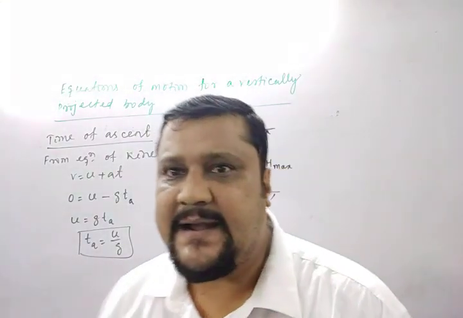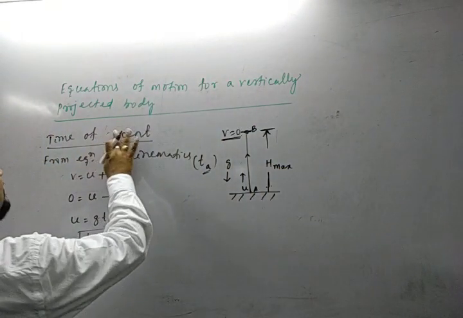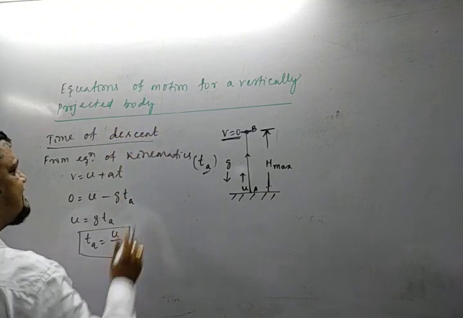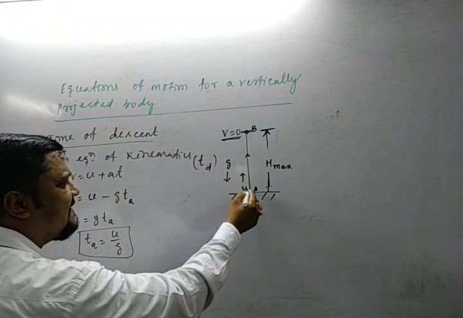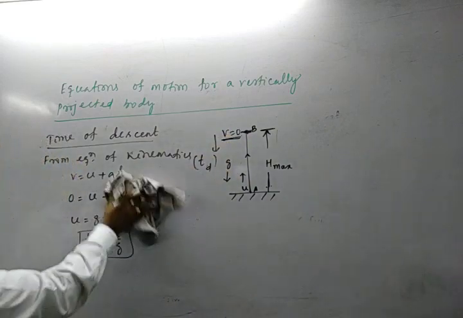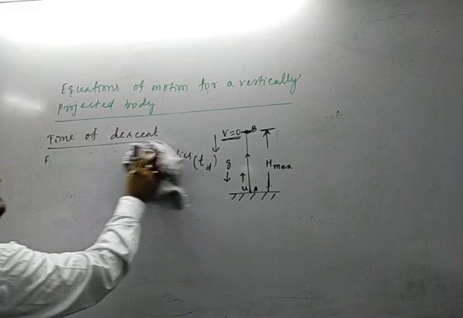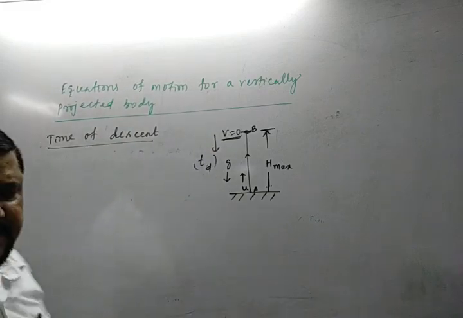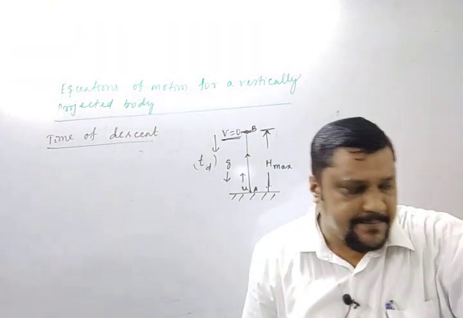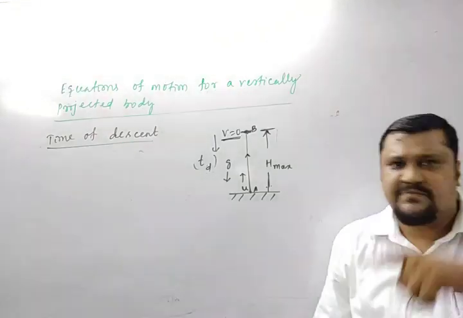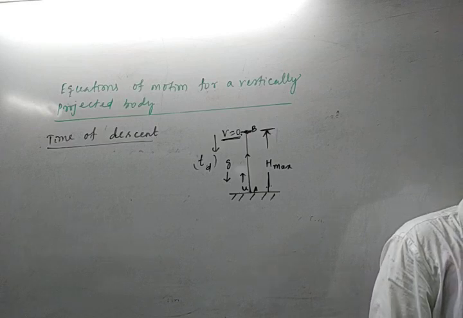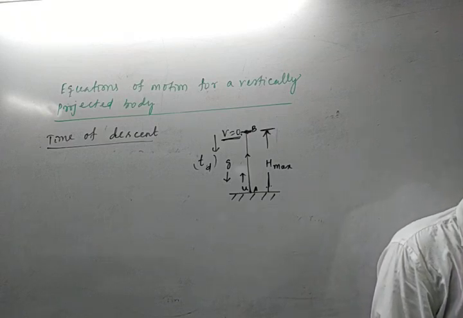Similarly, what is the time of descent? Let it be TD. It goes to the maximum height, then it comes back in a time TD. How will we find the expression for time of descent? Time of descent means after reaching the maximum height, the time taken by the body to reach the ground from the highest point, or the maximum height, is called time of descent.